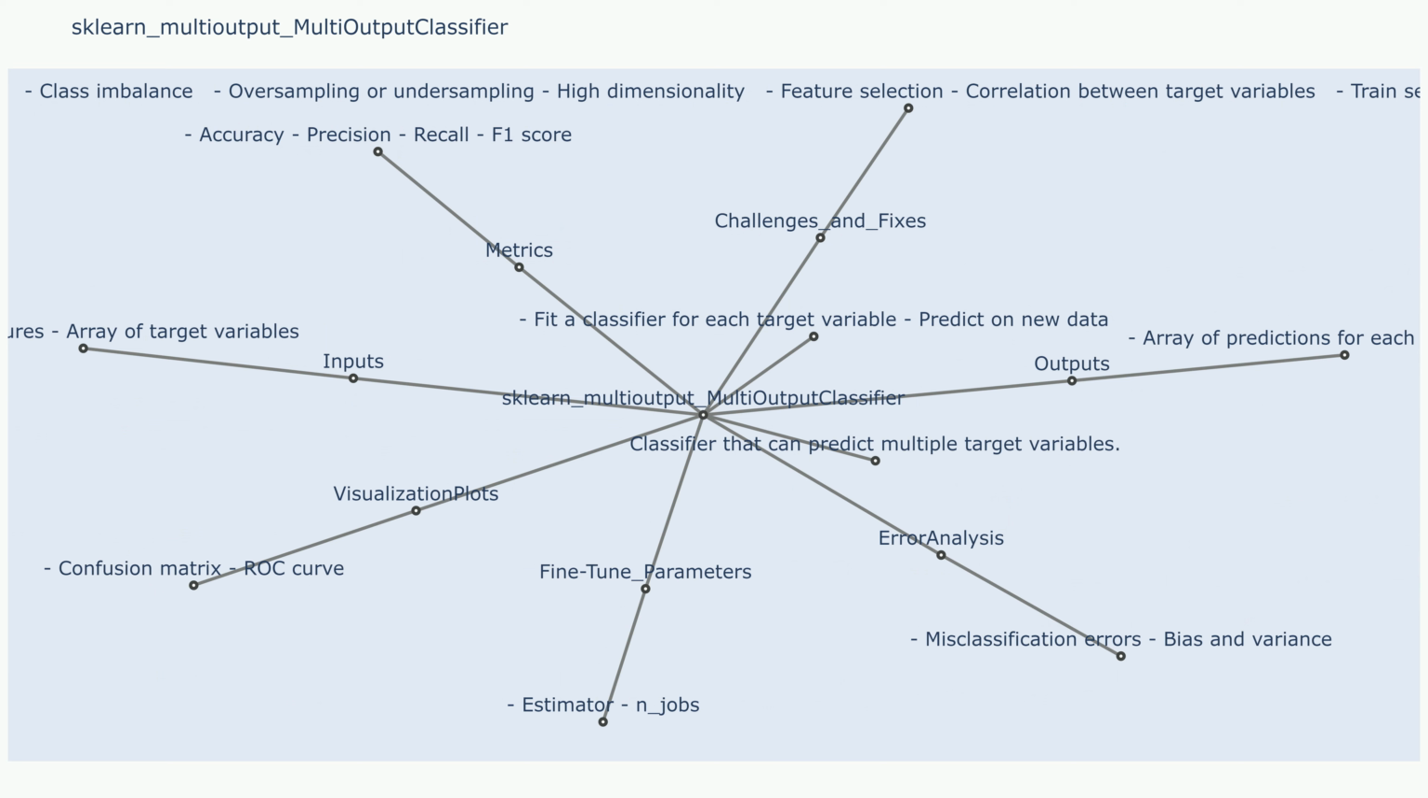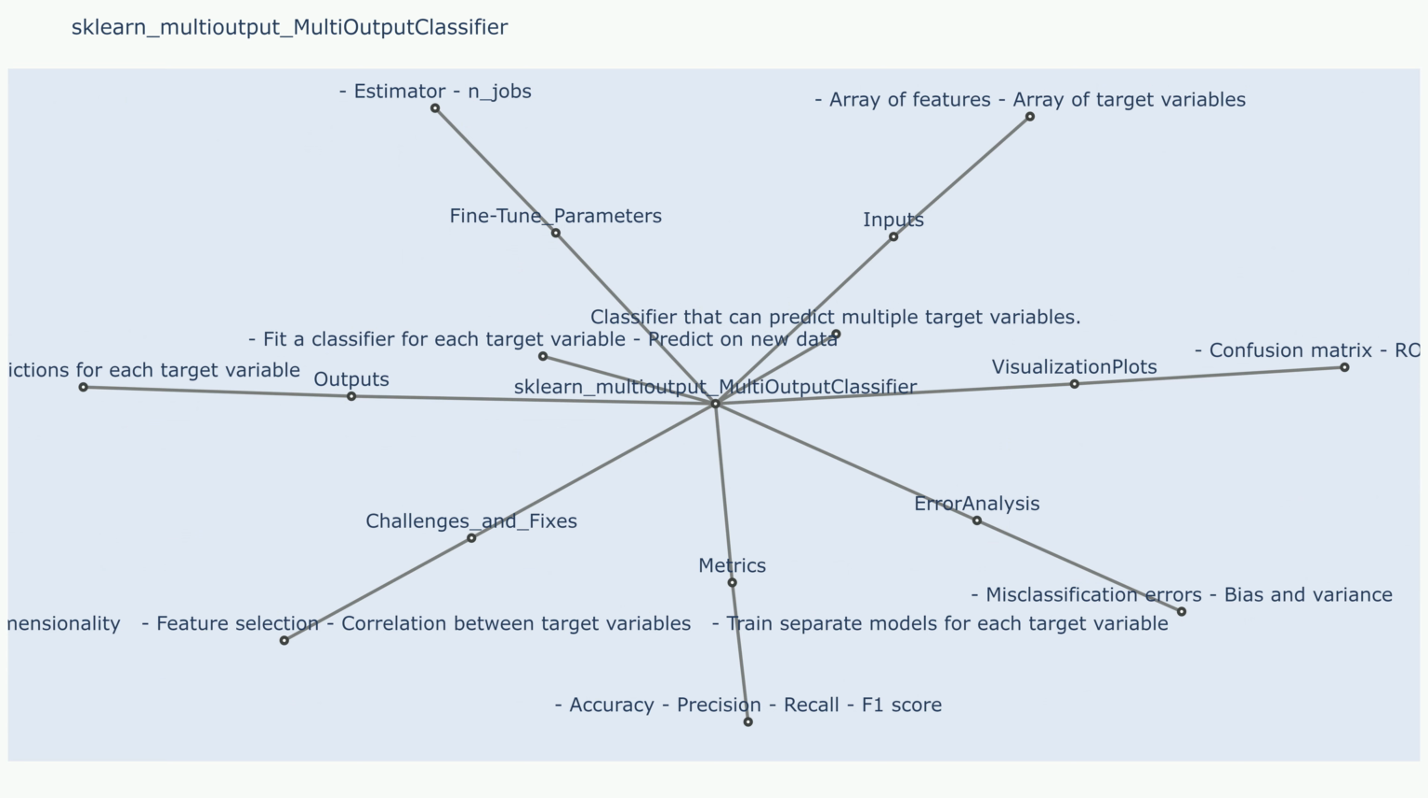Challenge 2: high dimensionality. If the number of features is very high, the multi-output classifier may suffer from the curse of dimensionality, leading to poor performance. Sample use case that resulted in challenge 2: a dataset with thousands of features but a limited number of samples.